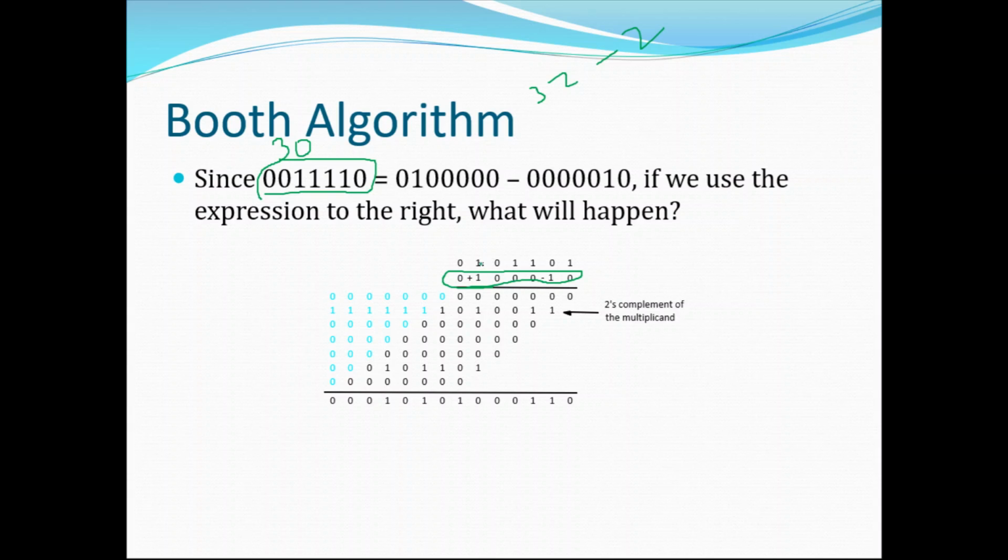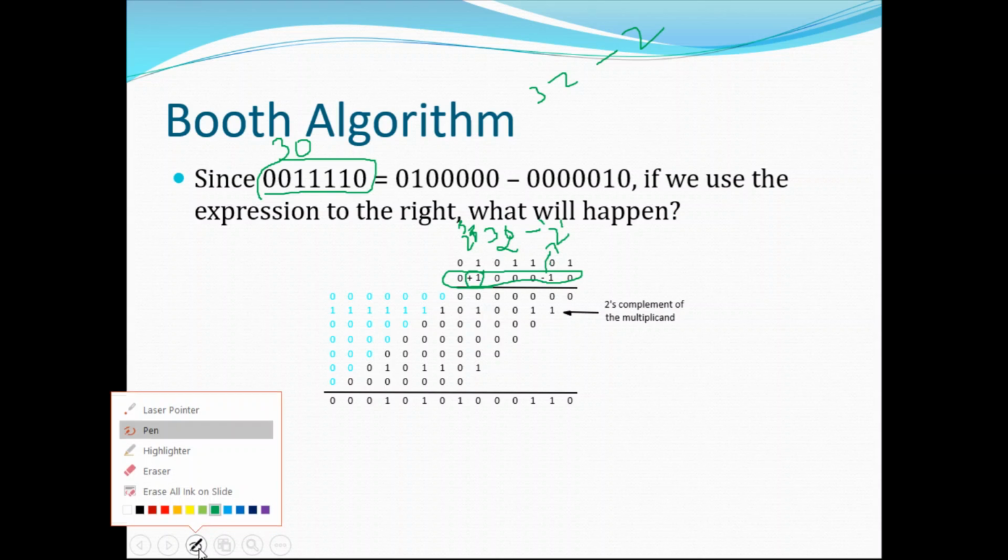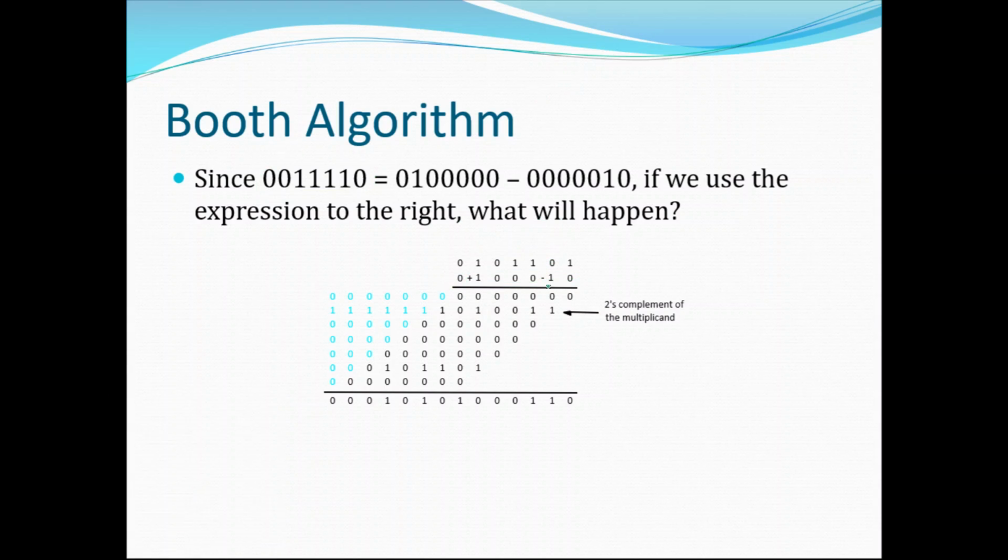Okay, so this 1 is nothing but 2 to the power 5. 0 1 2 3 4 5. So this 1 is 2 to the power 5. And this one is 2 to the power 1, and there is a negative sign. 2 to the power 5 is 32. So it is 32 minus 2, which is nothing but 30. Okay, right. Now there is a negative number, minus 1, included.